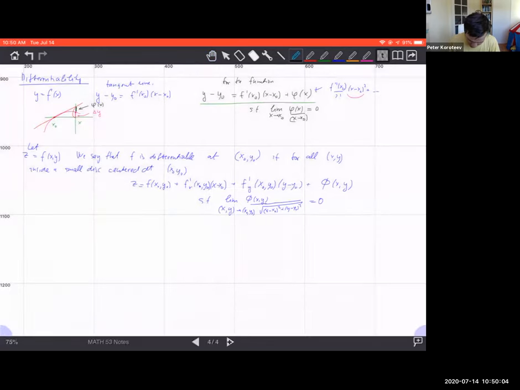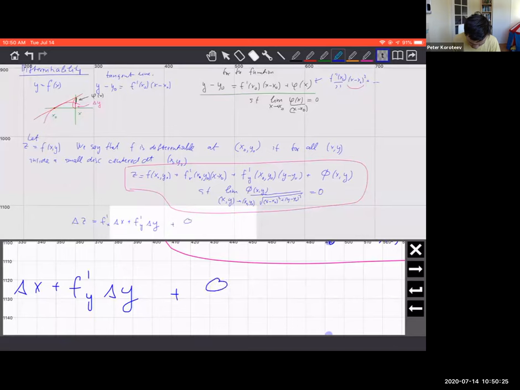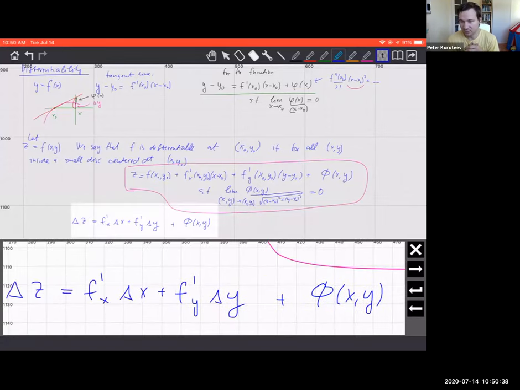Okay. So in other words, if you say it in words, the differentiability means that, well, let's rewrite it as, delta z is equal to f prime of x delta x plus f prime of y delta y plus some correction phi of x y, which goes to zero faster than delta x and delta y as delta x and delta y approach zero. Right, so this is the condition for differentiability. Okay.